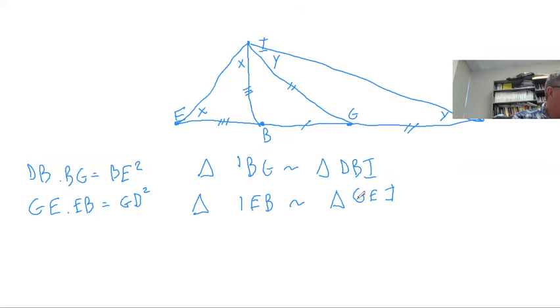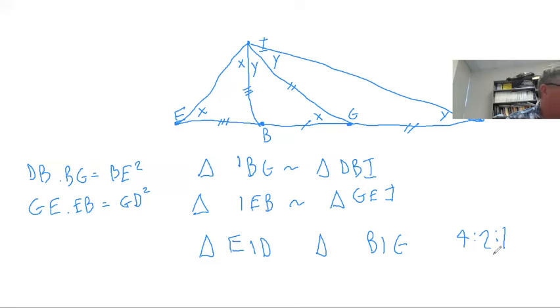So that means the angle BIG is equal to the angle GDI. So this is also a Y. And EIB is equal to BGI. So this is an X right here. So that means we have shown that the triangle EID and the triangle BIG are 4-2-1 triangles. Okay.